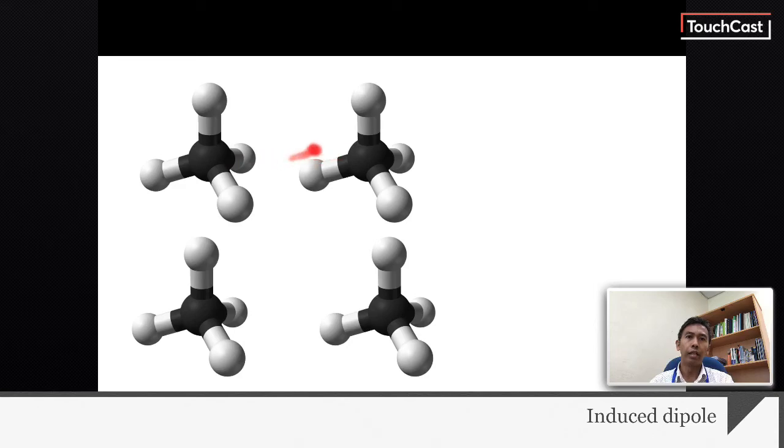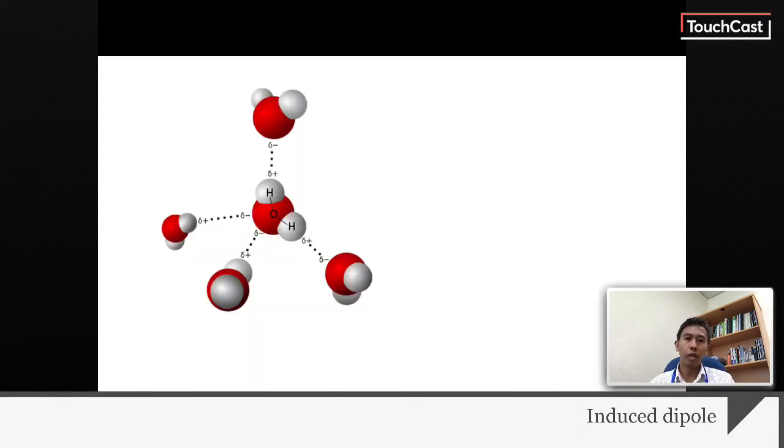Interactions that occur between methane molecules and other methane molecules are induced dipole interactions. Since there is no charge in the covalent bonds, this molecule cannot enter into a charge interaction with water. Therefore, methane is hydrophobic. In contrast, water has different properties from methane.